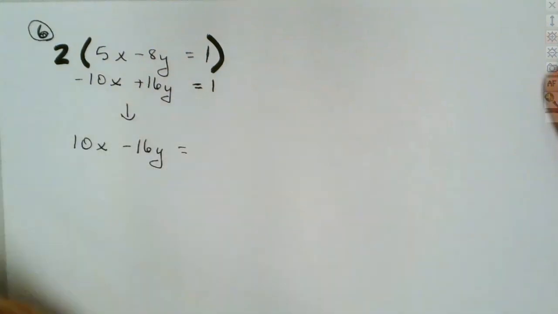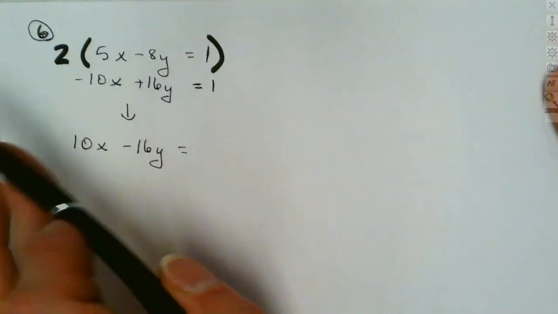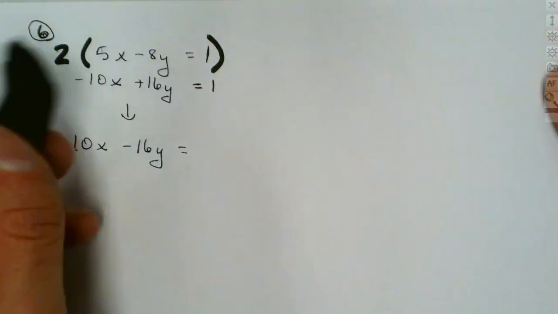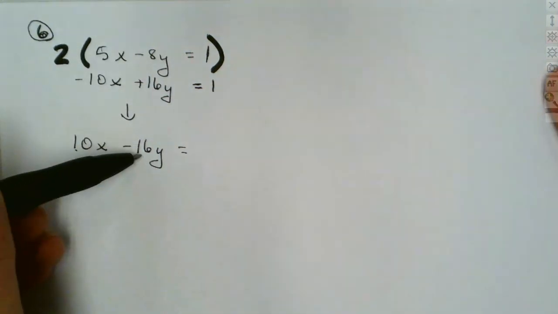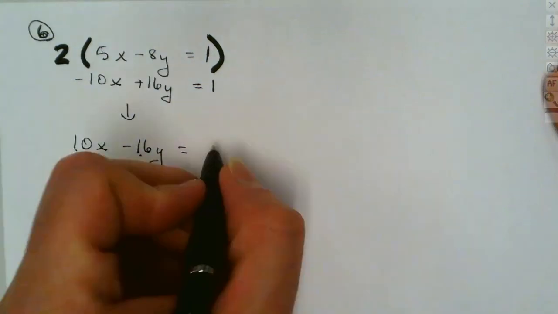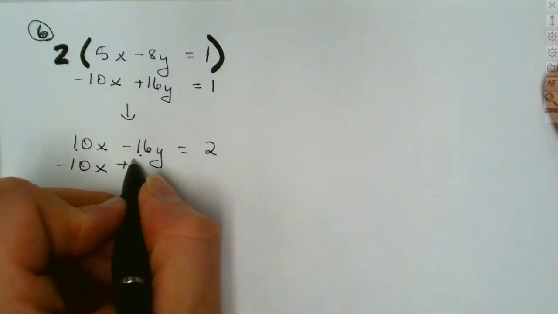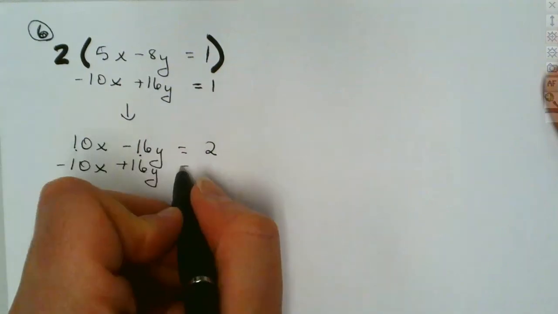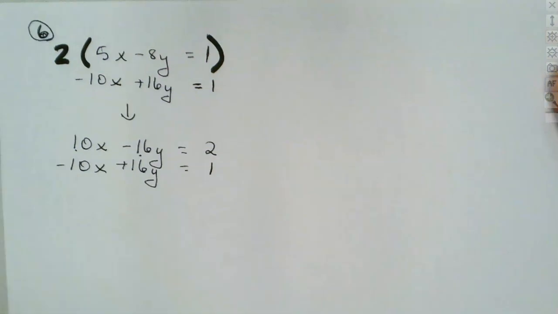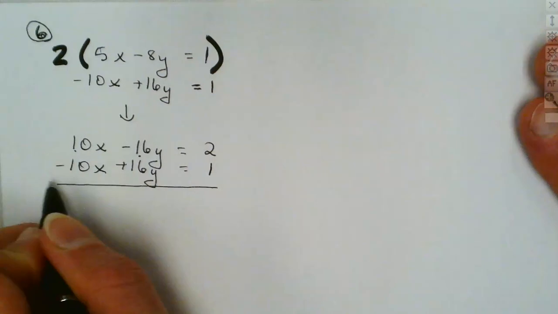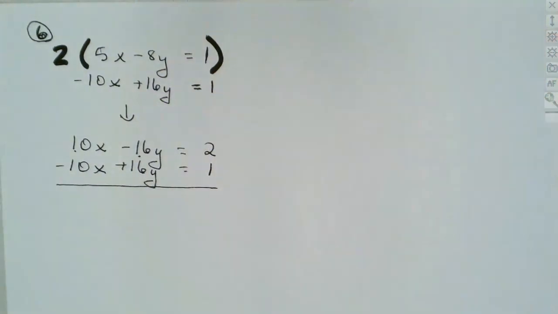And that 2 has to be distributed all the way through. So 2 times 5 is 10x. 2 times a negative 8, well, that's a negative 16y. 2 times 1, that's a 2. And the second one, well, we can just copy it, and look what happens when we add these down here. Not just the x goes away, but also the what? The y, right? Both of them go away.